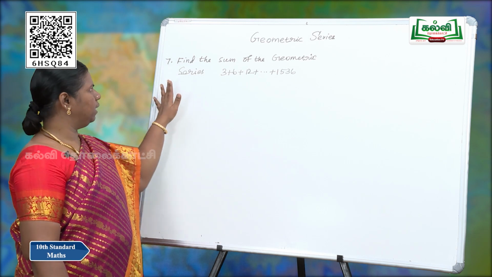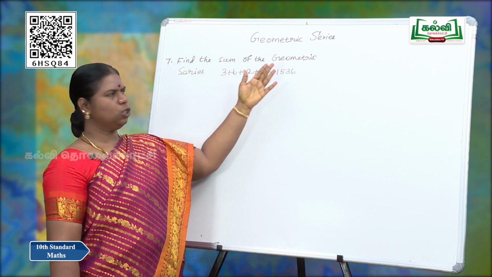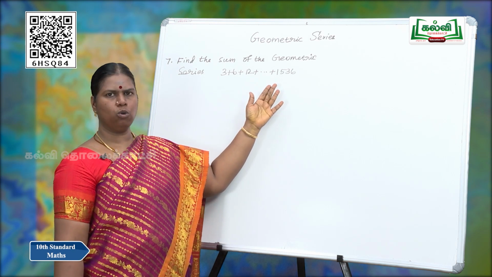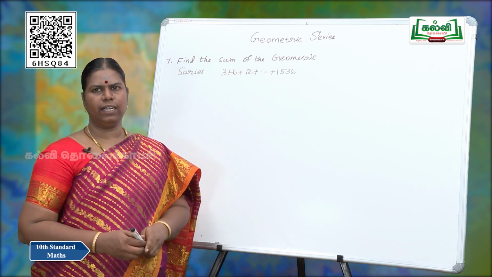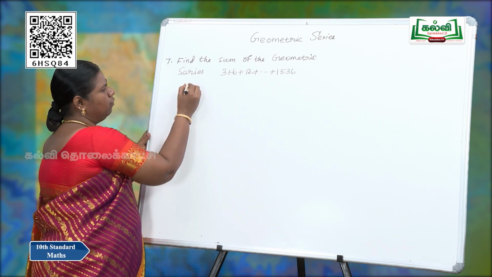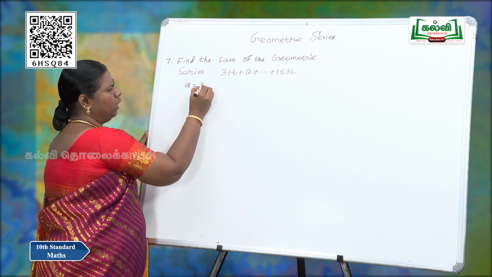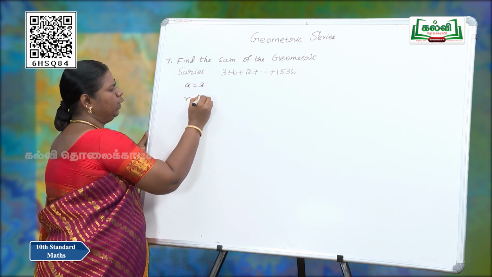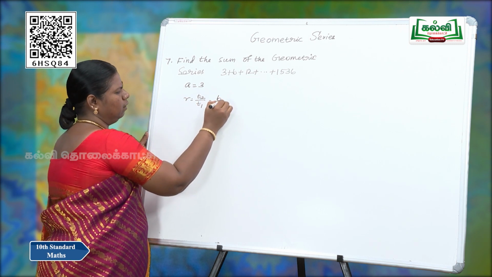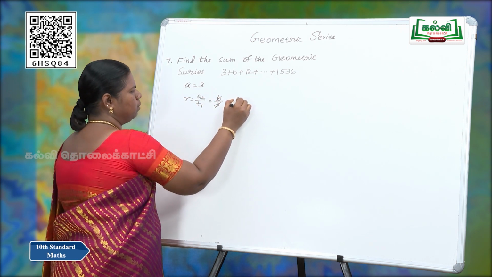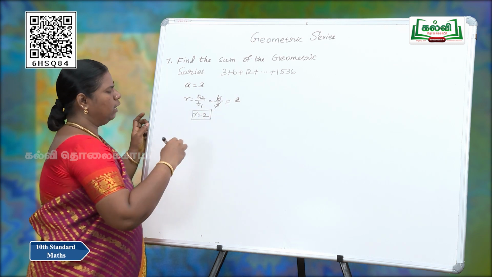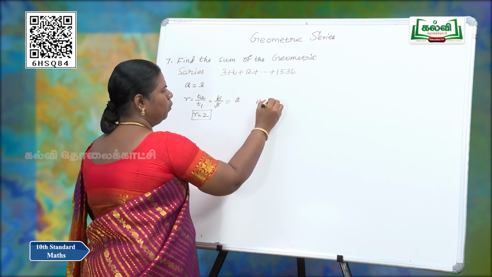The seventh sum is, find the sum of the geometric series 3 plus 6 plus 12 plus up to so on 1536. Write the given information. First term A is equal to 3. R, we have to find T2 by T1, T2 is 6 by 3 is equal to 2 times, on cancelling R is equal to 2. Next we have to find n is equal to what?